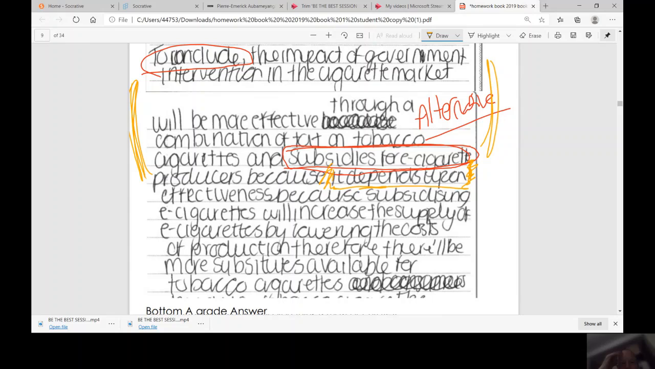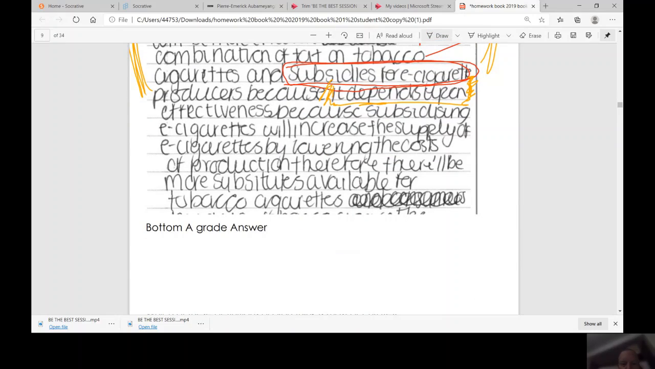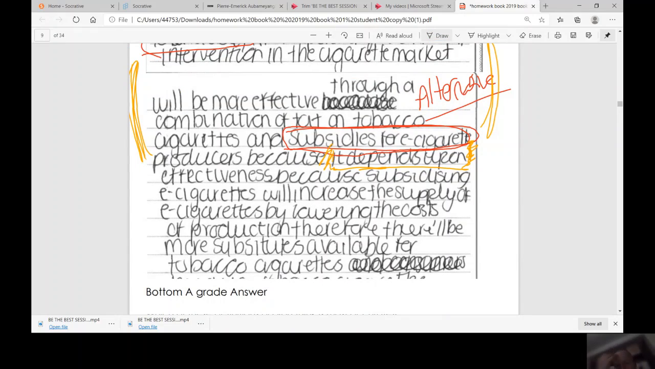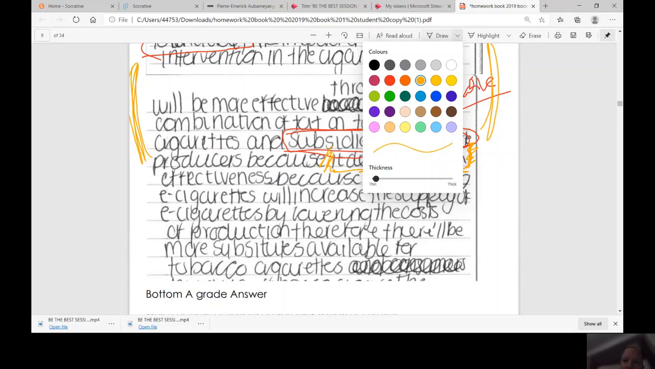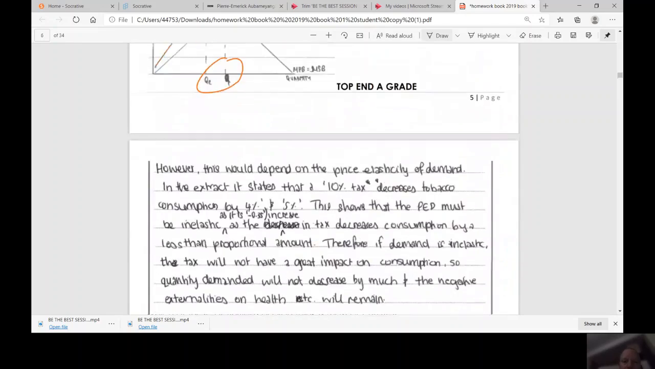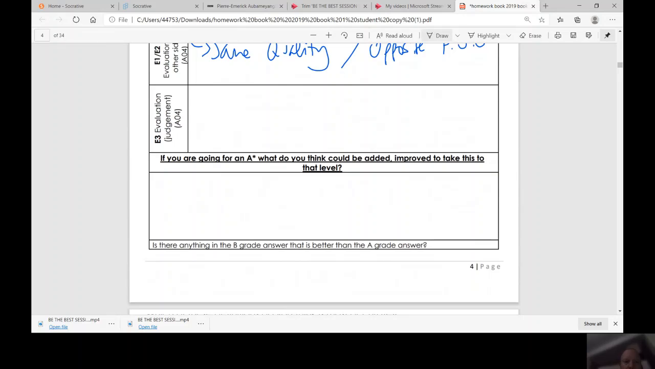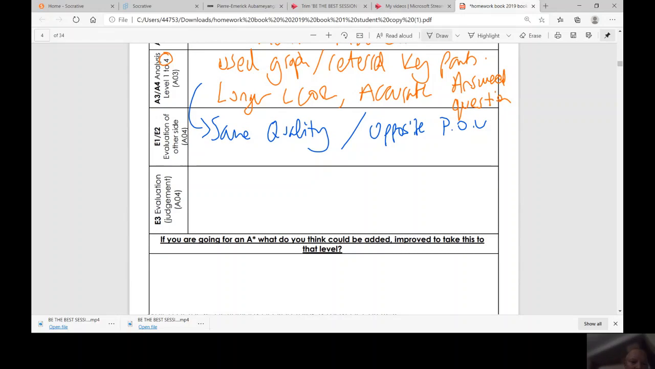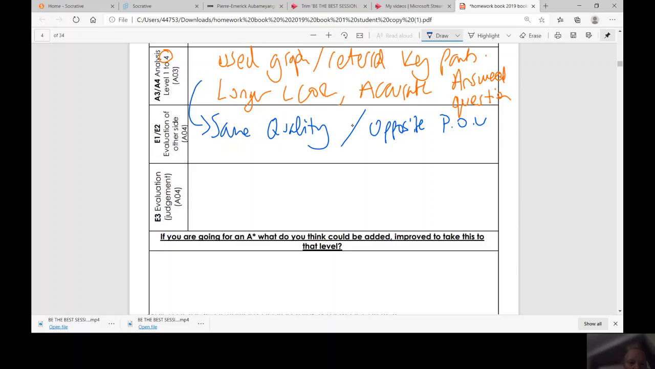Subsidising e-cigarettes will increase the supply of e-cigarettes by lowering the costs of production, and therefore there'll be more substitutes available for tobacco cigarettes. So again, this could have been developed a little bit further to get an A-star answer, but what it does have is a conclusion which offers an alternative, and then it justifies that alternative. So it justifies why it would be more effective than just a tax by itself. So the better evaluation has a judgment. It then goes on to justify that judgment.